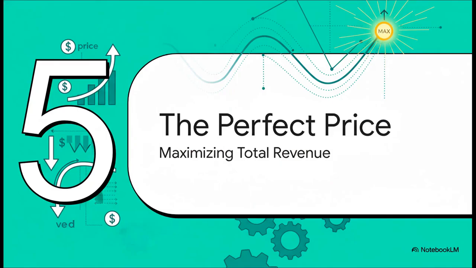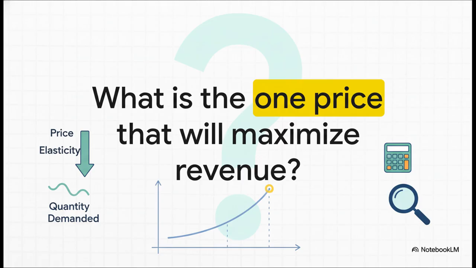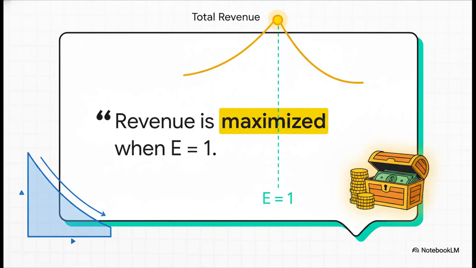So knowing whether to go up or down is amazing. But what if we could do even better? What if we could find the one single price that brings in the absolute most money possible? I mean, that's the dream, right? Not just to move in the right direction, but to land perfectly on the peak of the mountain. So can elasticity get us there? You bet it can. And this, right here, is the golden rule.